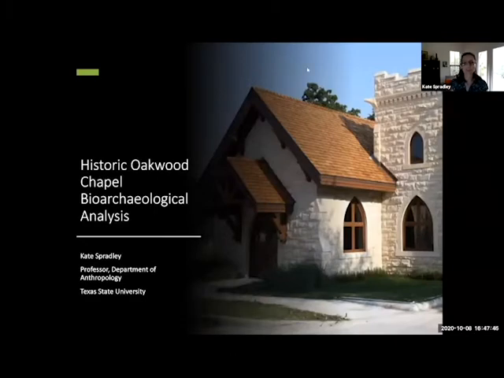Hi, I'm Kate Spradley. I'm a professor of anthropology at Texas State University, and I'm a biological anthropologist, and I also work within the Forensic Anthropology Center at Texas State University. And I was contracted to conduct the bioarchaeological analysis of the remains that were exhumed from the Oakwood Historic Chapel.